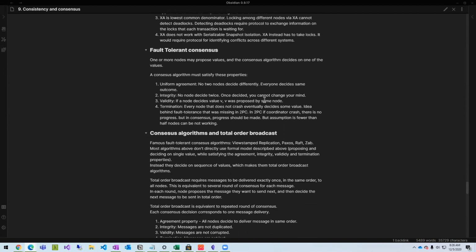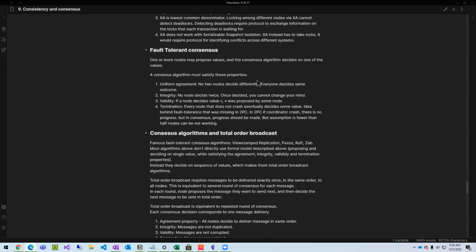What is fault tolerant consensus? So basically, what is the meaning of consensus first? Consensus means that one or more nodes will propose a value, and overall, a distributed system which has multiple nodes should agree on one of those values, right?